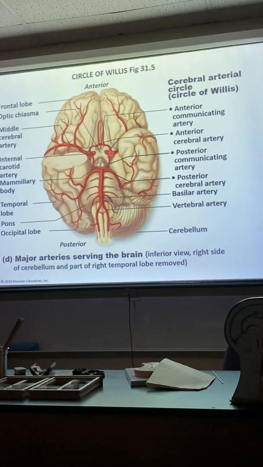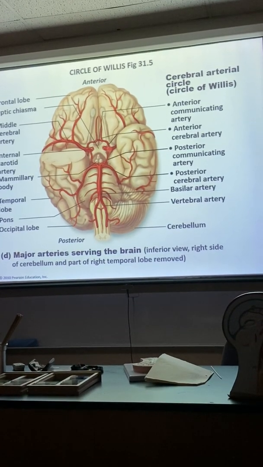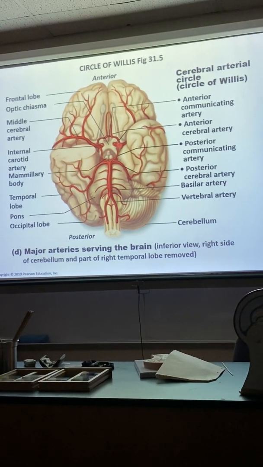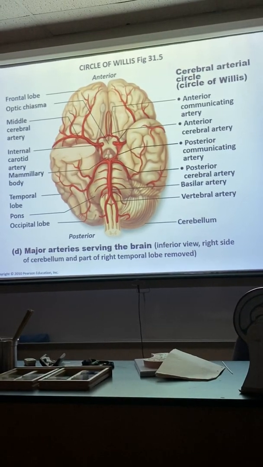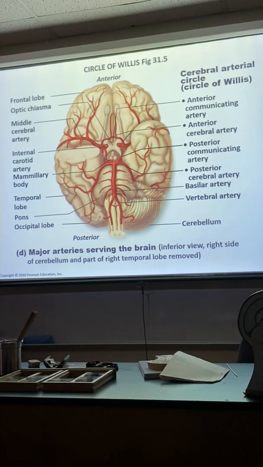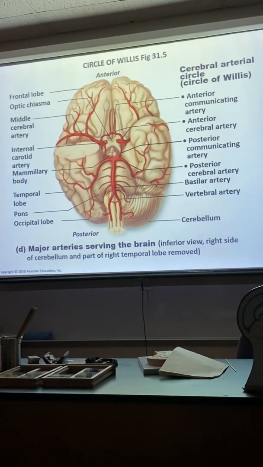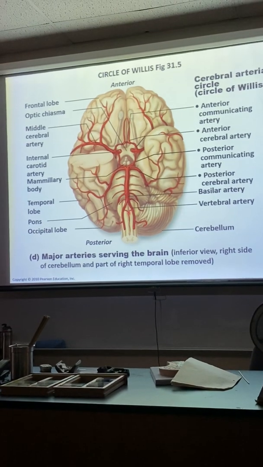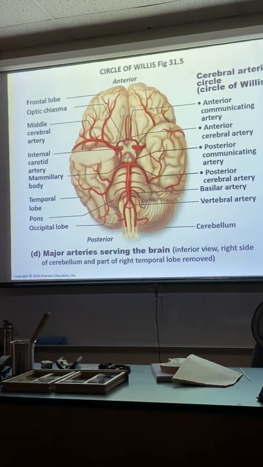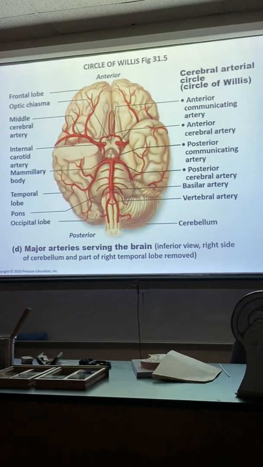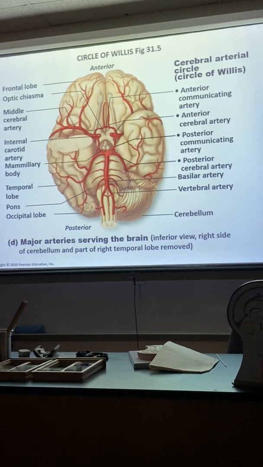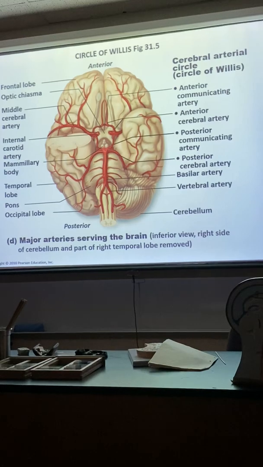We have numerous anastomoses all over the body, particularly in the heart and around joints. And this one forms in most humans, and this is how blood spreads out to the rest of the brain. So the vertebrals merge, they form the basilar, which branches into these two branches here.